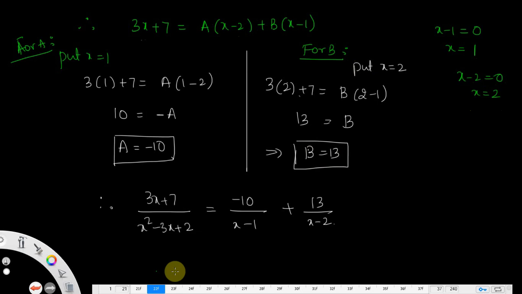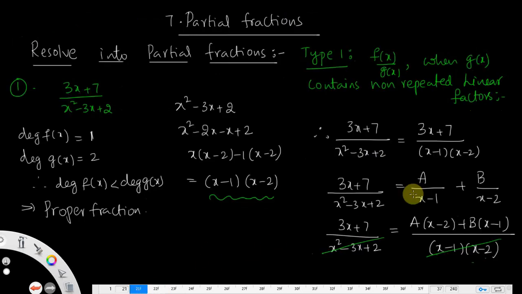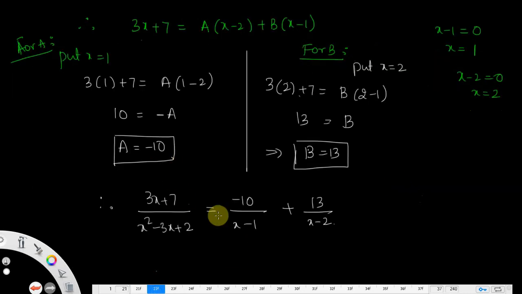So in the first step we have taken a by x minus 1. Substituting the values, we got a as minus 10 by x minus 1 plus b, which is 13 by x minus 2. This is the partial fractions of the given expression 3x plus 7 by x square minus 3x plus 2. Whether it is right or wrong, you can add: minus 10x plus 20 and 13x minus 13, that is nothing but 3x plus 7 only, you can get.